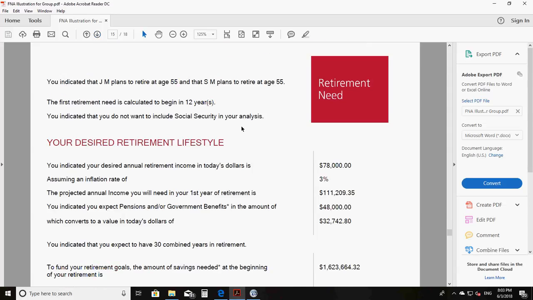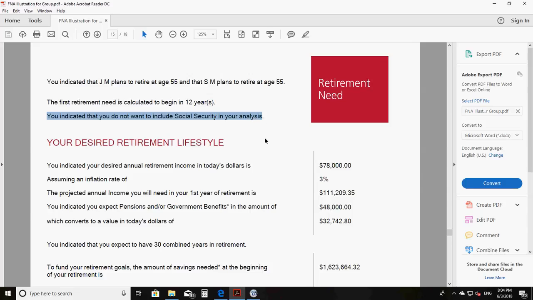Retirement need. Remember, in the Tier 3, our software default age is 65, but you can change that to whatever you want, upside, downside, whatever the client is looking at as a targeted retirement year. That's what we're going to base the analysis and the computations off of. Here, this couple planned on retiring at 55. On a married couple, first retirement need is going to be calculated for whoever reaches 55 first. In this particular instance, it was 12 years.